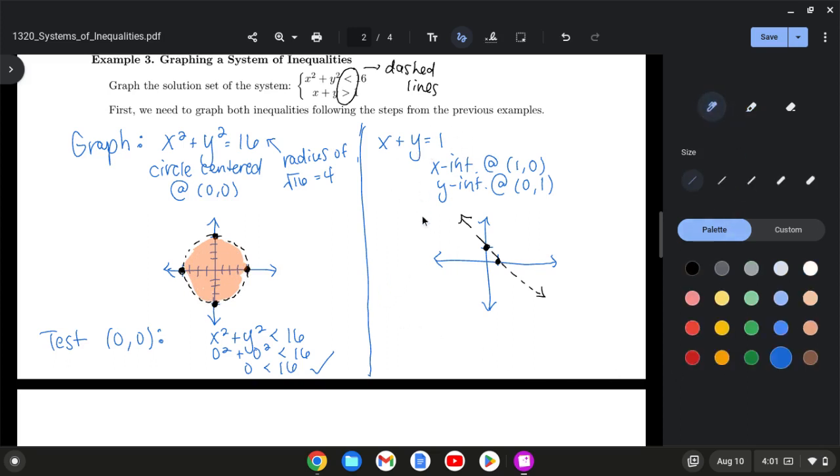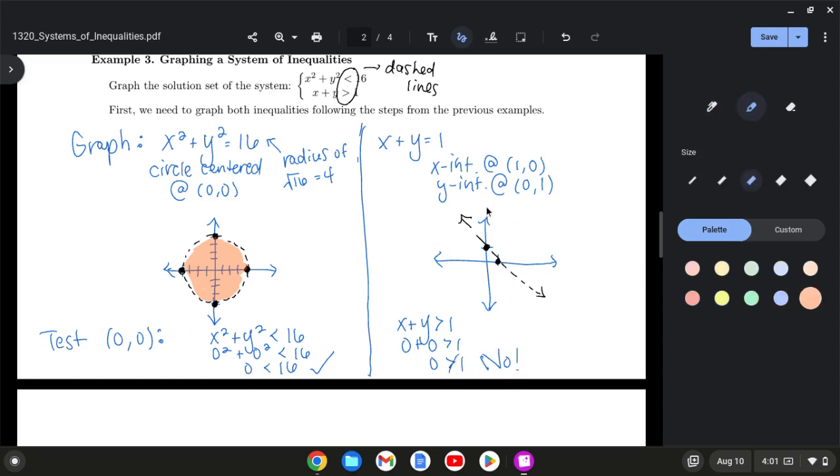Then to do the same thing for our inequality x plus y greater than 1, 0 is substituted in for both x and y. So now we get the statement 0 greater than 1. Well, is that true? No, it is not. So therefore, we shade the region that does not contain that point 0, 0. So that's going to be above our line.